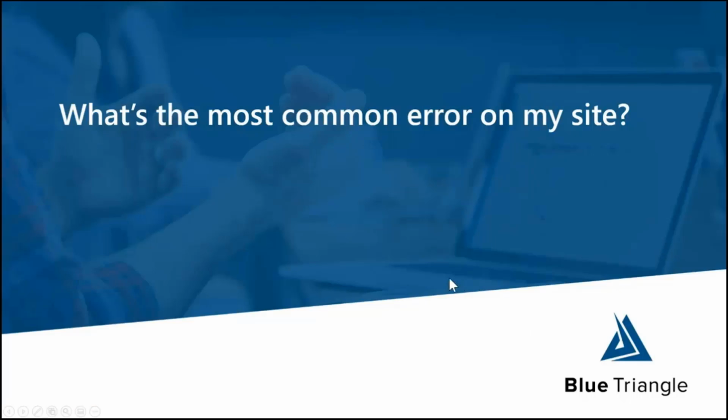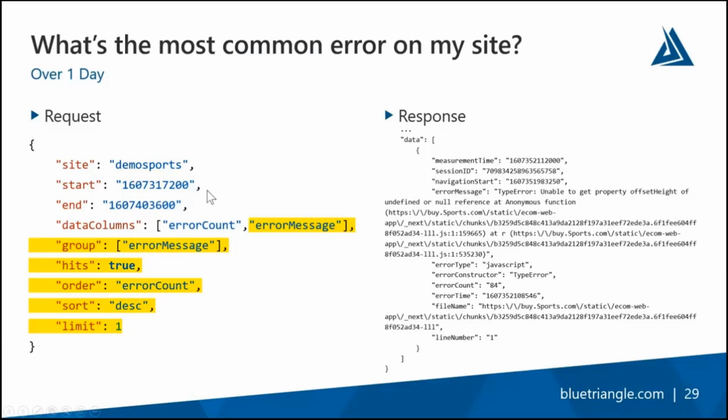All right, so the last question we're going to answer today is, what's the most common error on my site? We're going to need to do something a little different with this one, because we want to see the error message, right? So we're going to want to do some of the same sorting and ordering. We'll probably order by error count and sort descending, just like we did with the last one. But we're going to need to do something a little different. I'll show you that right now.